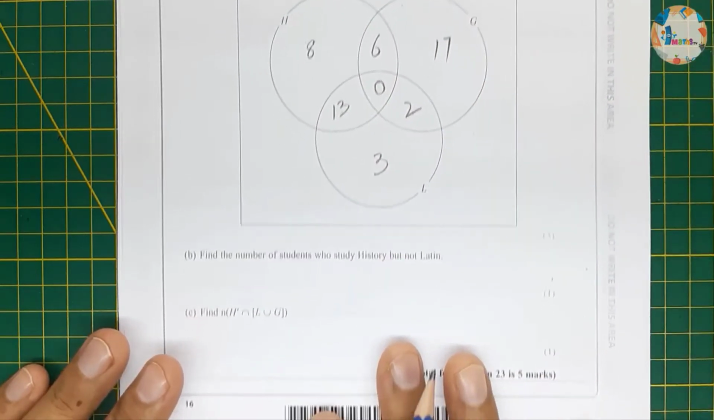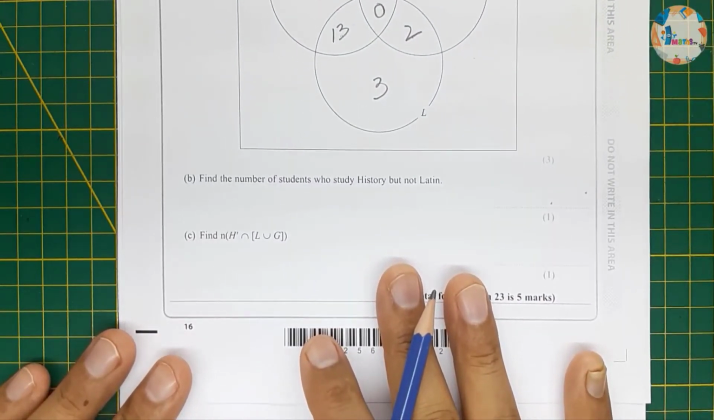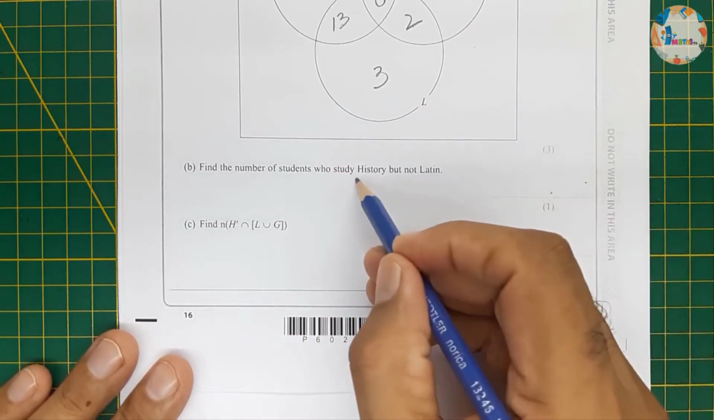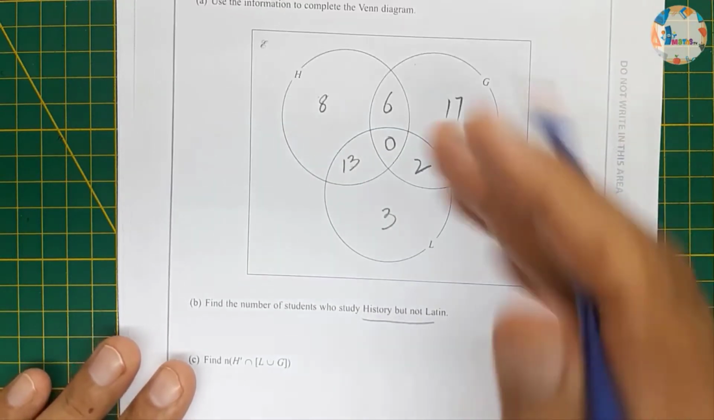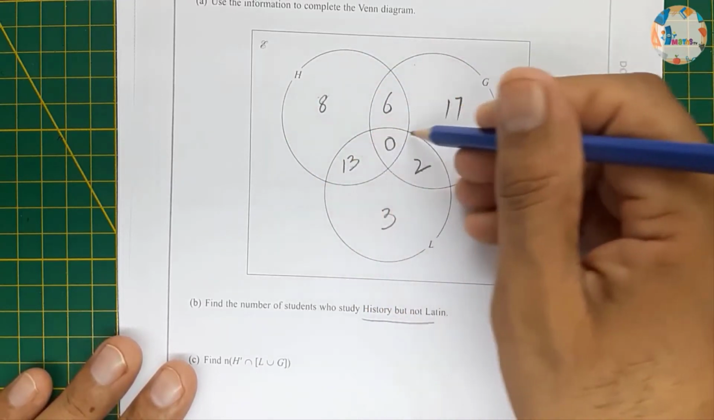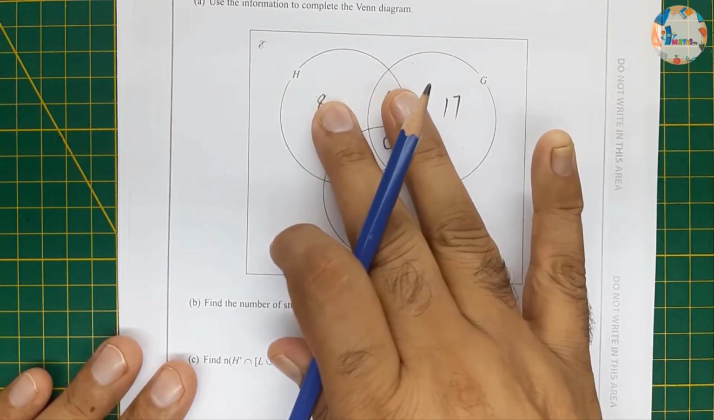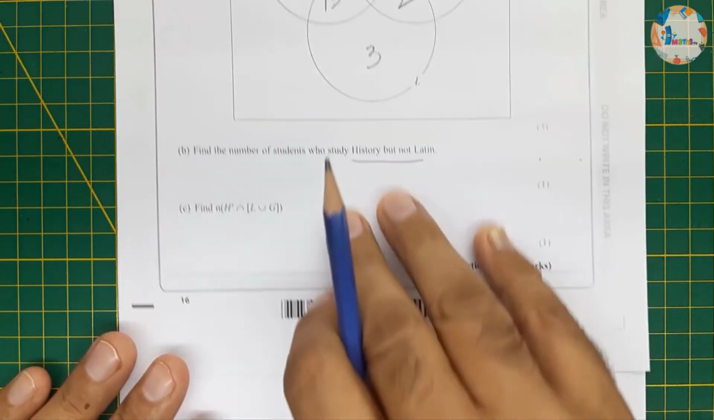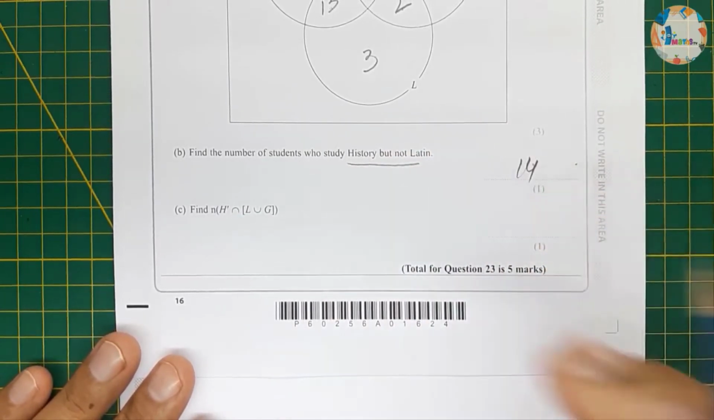So we are done with the Venn diagram. Find the number of students who study history but not Latin. History but not Latin. So that will be 14. 6 plus 8 will be 14. So we can write here 14.